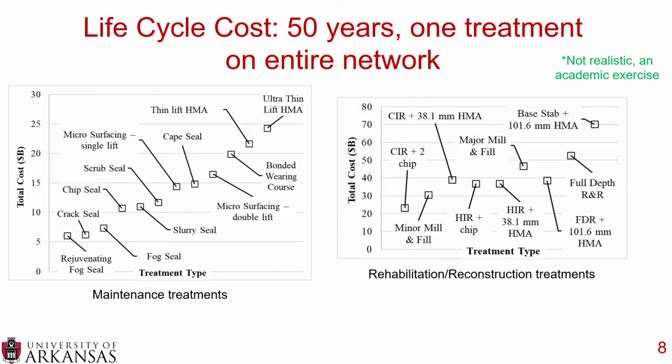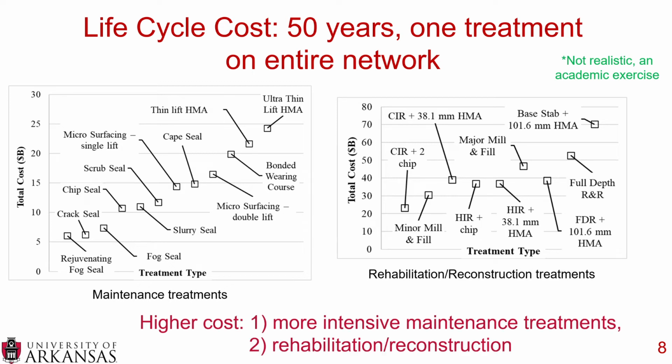And then as we pivot over to the rehabilitation and reconstruction treatments, all my students would show displeasure that I used a different y-axis. But if you look at where the ultra thin lift HMA is on the left graph, it's just under 25 million. Then if you look at the rehabilitation reconstruction graph, the CIR plus two chip seals pretty much leaves off right where that ultra thin lift HMA is. So this can be kind of seen as a continuous line, where you have the cold in place recycling, then the minor mill and fills, the hot in place recycling, the major mill and fills. Then you get into the reconstruction, the full depth reclamation, the full depth remove and replace, and the base stabilization.